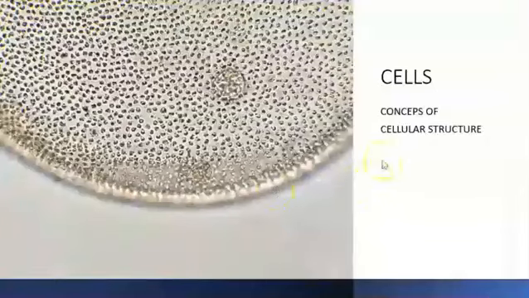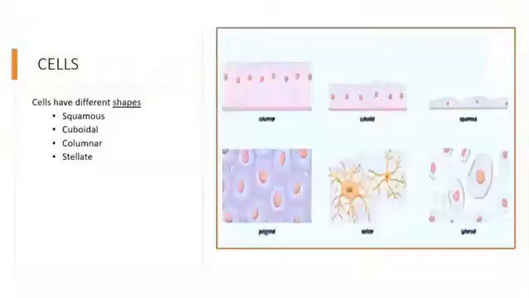Cellular structure, cell shapes. If you look at this figure right here, you can see that you have squamous cells, which are going to be flat cells, cuboidal cells, columnar cells. So let's say that you're going to find in the brain, for example.